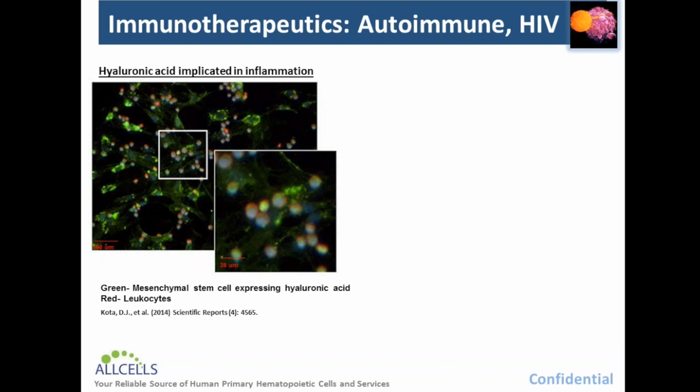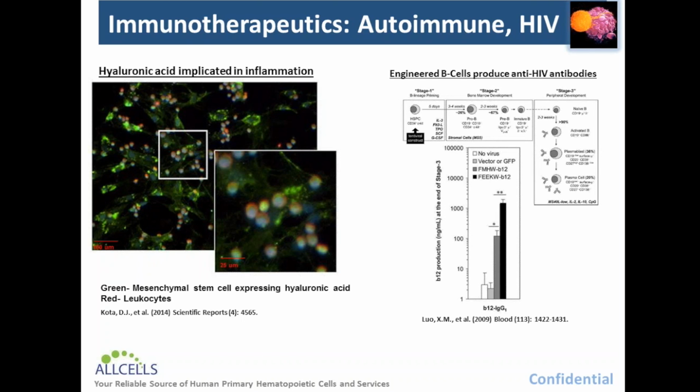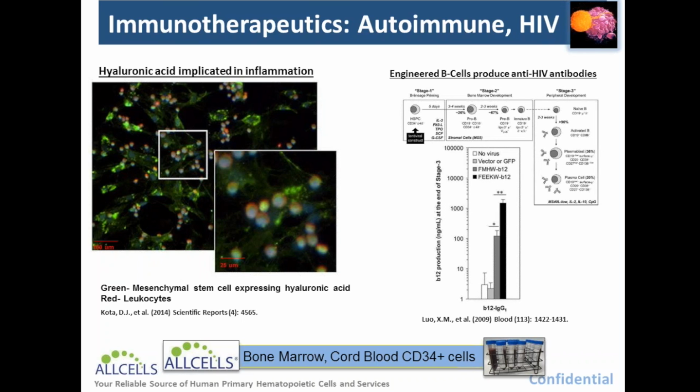For example, researchers at the University of Texas Medical School demonstrated the implications of hyaluronic acid expression in mesenchymal stem cells, and that it plays a major role in MSC leukocyte adhesion, crosstalk, and inflammation. On the other hand, researchers at California Institute of Technology produced large amounts of powerful anti-HIV antibodies in vitro from cord blood CD34 positive cells differentiated to specialized B cells. Featured in this research articles were AllCells bone marrow and cord blood derived CD34 positive hematopoietic progenitors.